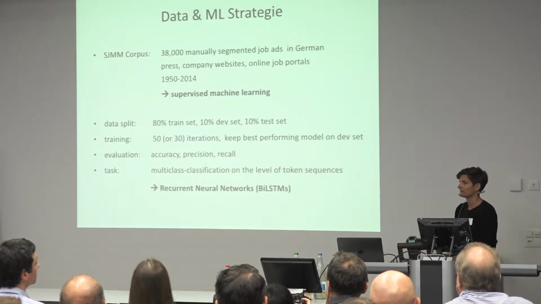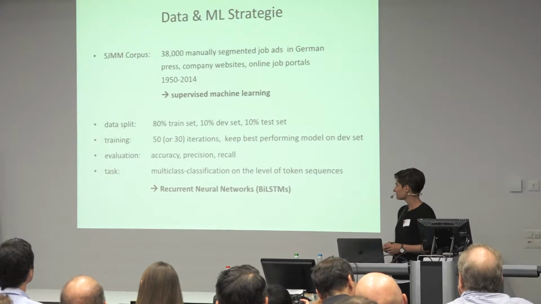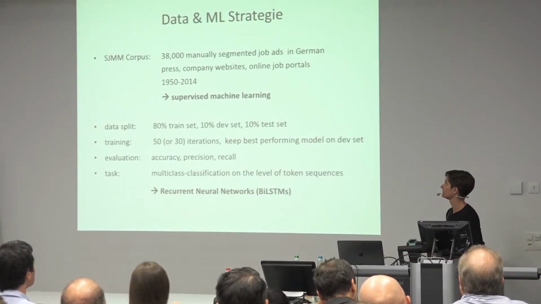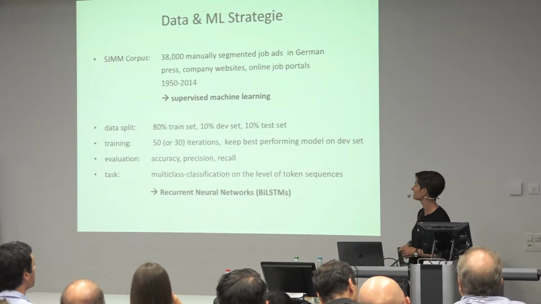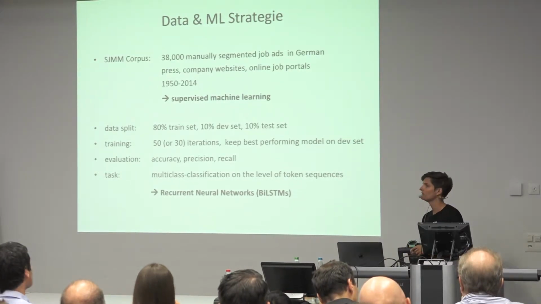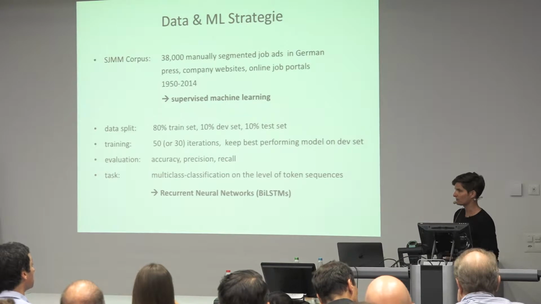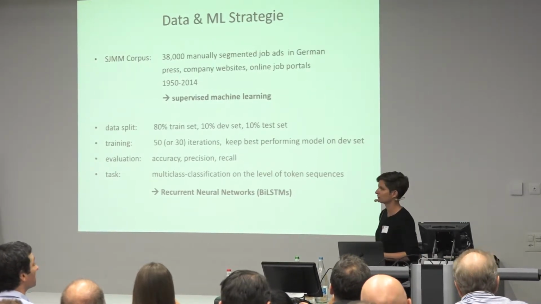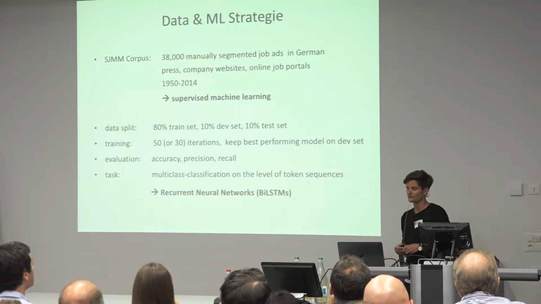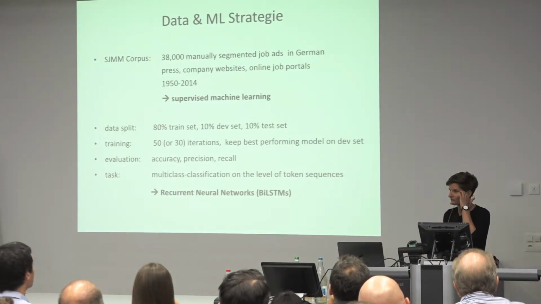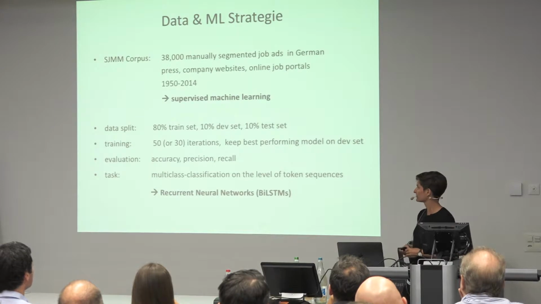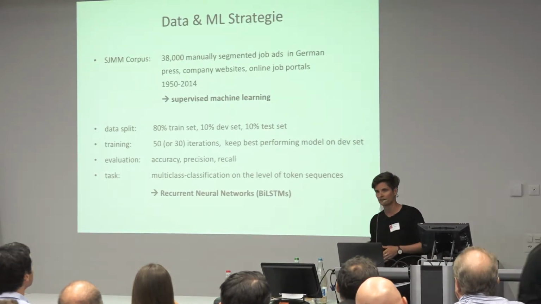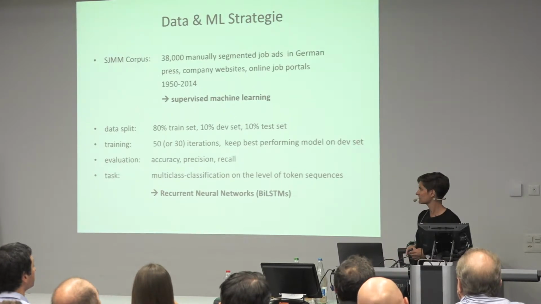What is our data and machine learning strategy? As I mentioned, in our corpus we have 38,000 job ads, only German job ads, that are segmented in these zones. Job ads are from the press, company websites, and online portals, and from the time period 1915 to 2014. So we have quite a large amount of data that we can use for supervised machine learning. And we use 80% of this data as train set, 10% as development set, and 10% as test set.